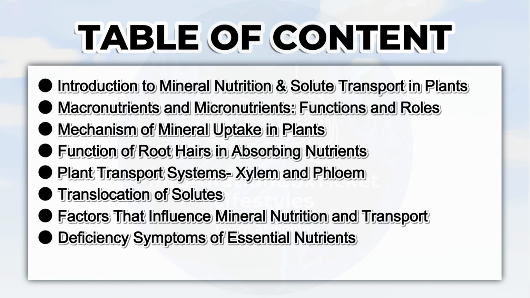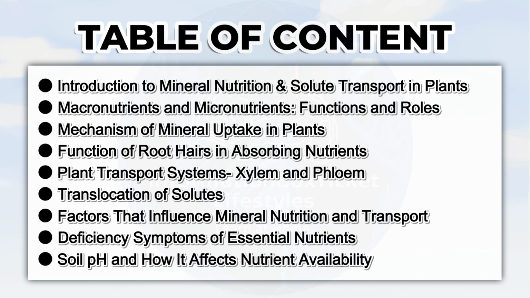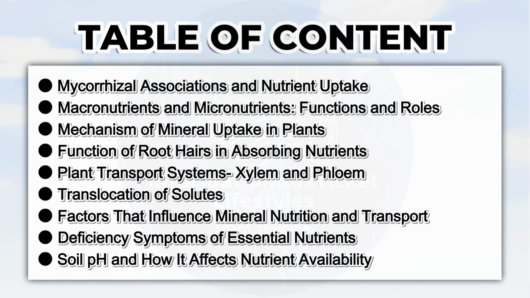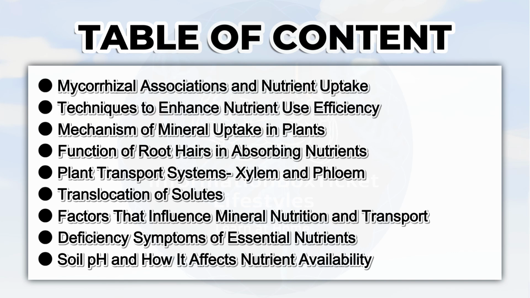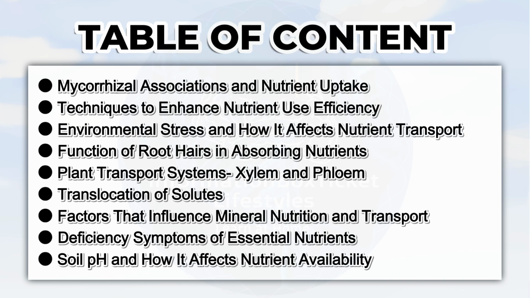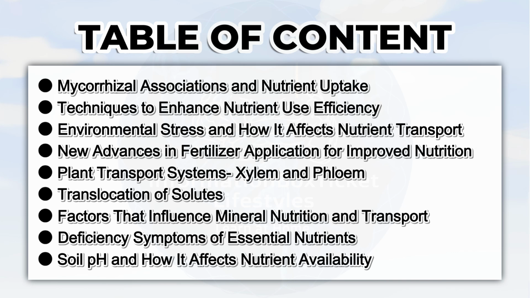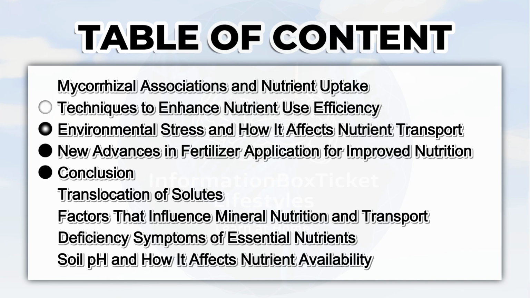Deficiency symptoms of essential nutrients. Soil pH and how it affects nutrient availability. Mycorrhizal associations and nutrient uptake. Techniques to enhance nutrient use efficiency. Environmental stress and how it affects nutrient transport. New advances in fertilizer application for improved nutrition. Conclusion.